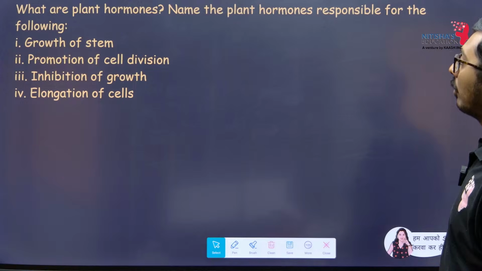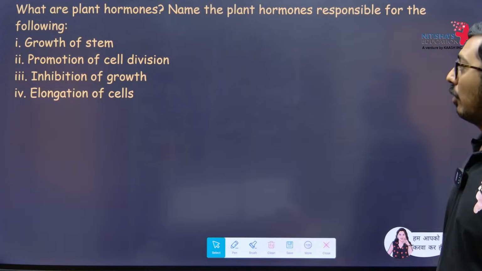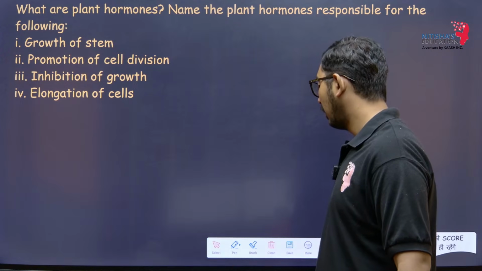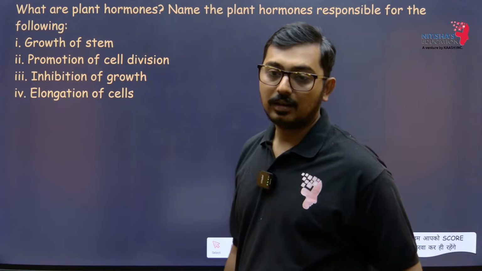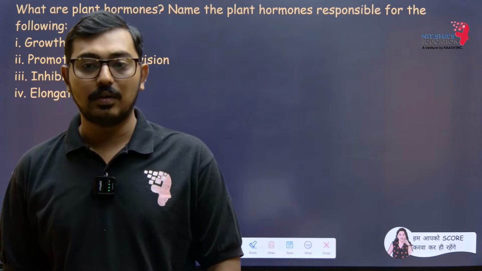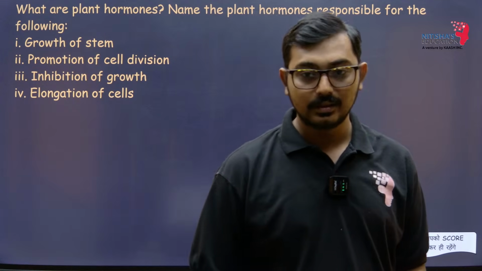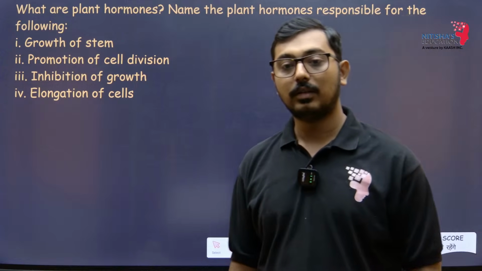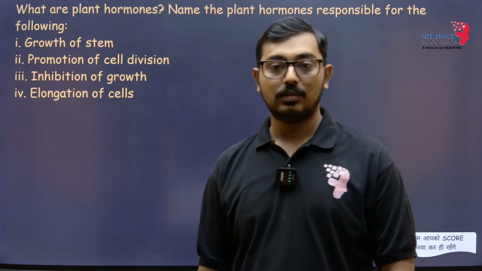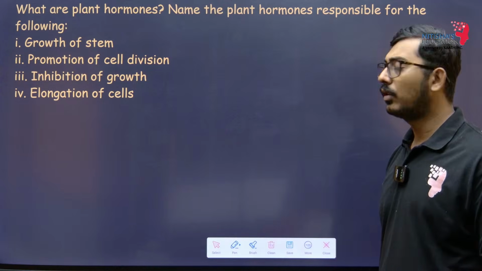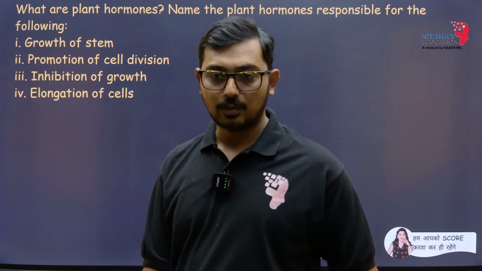What are plant hormones? Name the plant hormones responsible for the following. First, plant hormones are nothing but a kind of fluid which has been released, and which is responsible for specific tasks. This kind of hormones are being released. They are also known as phytohormones. You can also name them phytohormones.